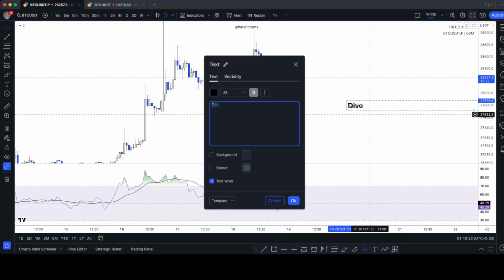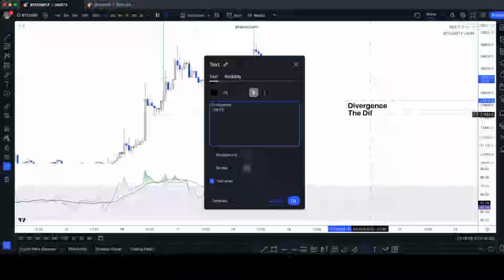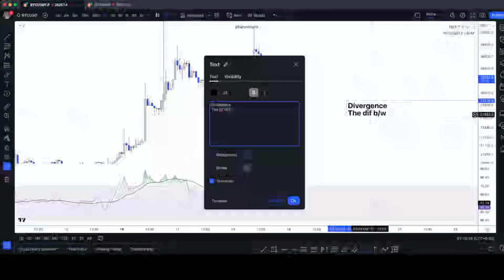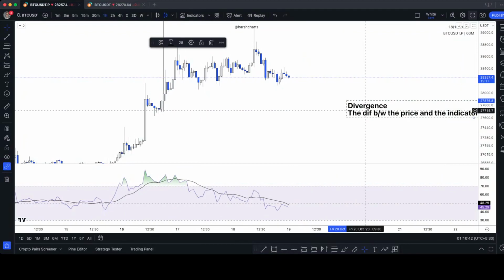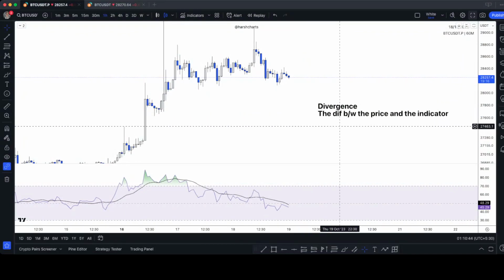Again, I'll write it. The difference between the price and the indicator. So divergences are basically the difference between the price and the indicator.